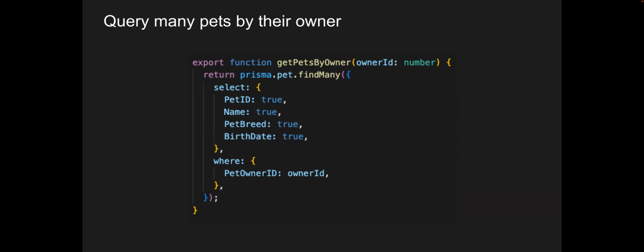If there's more columns in that table than you actually care about, you could just select the pet ID, the name, the breed, the birth date, whatever you want, right? Now, I should note that this is a simple example. You can do things like joins in Prisma. You can do a lot of other fun stuff there.